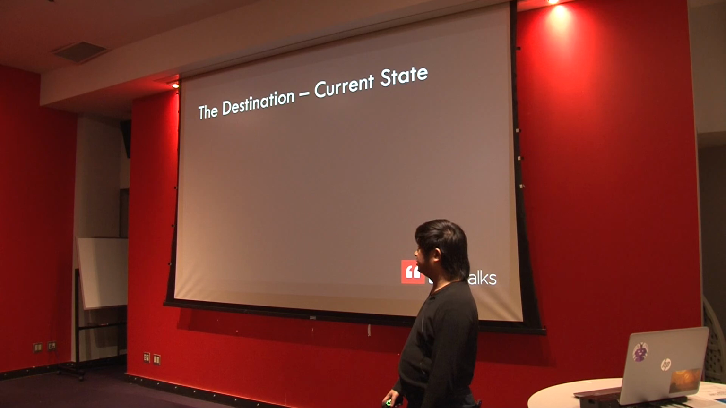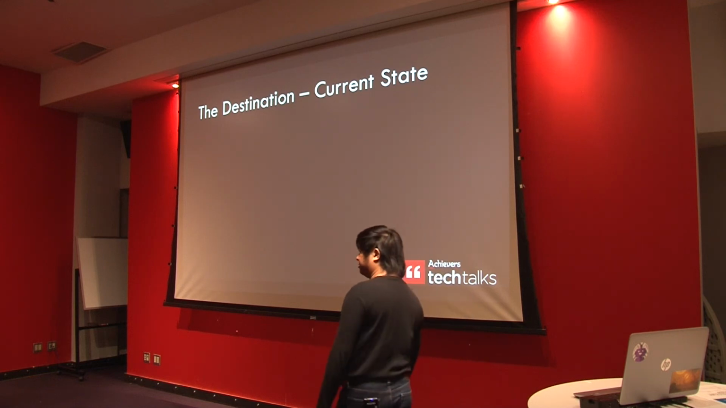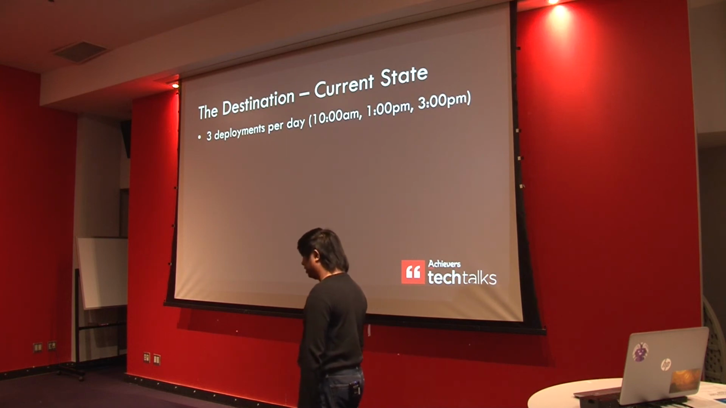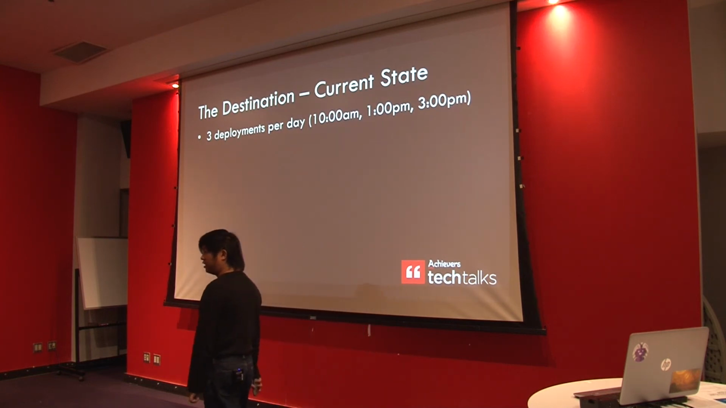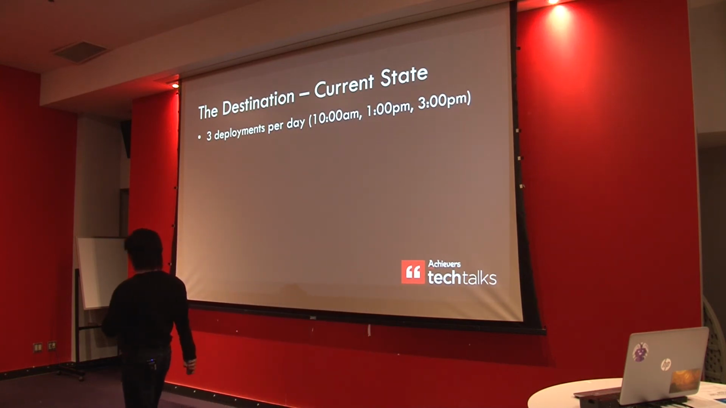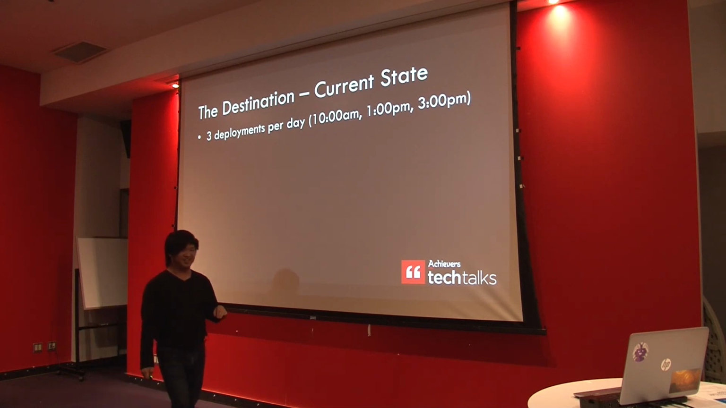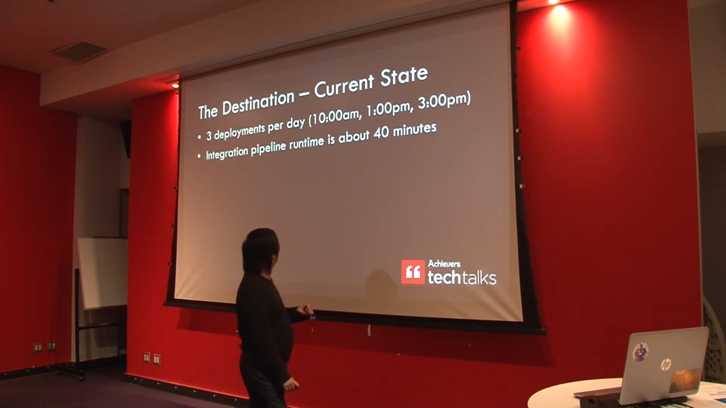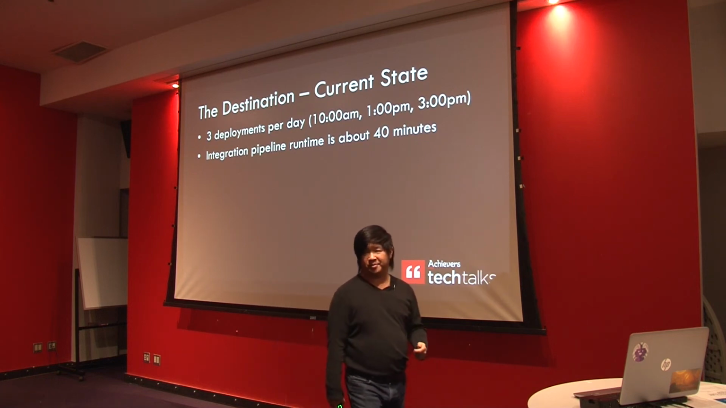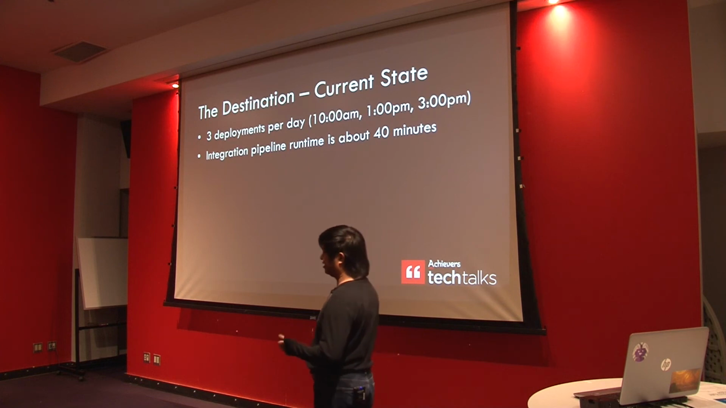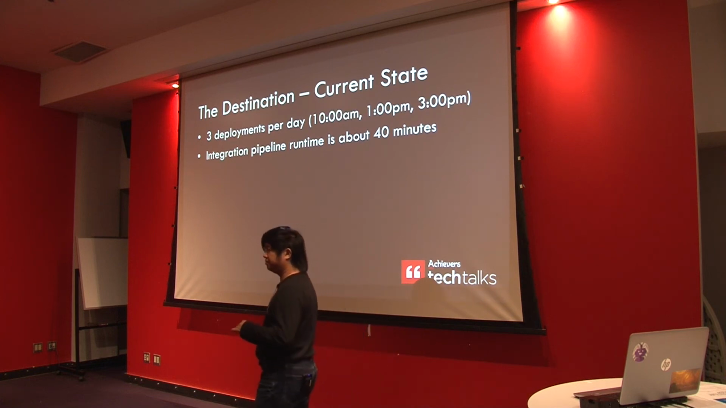So where are we at now after going through all of those things that we have done previously? Number 1, we do 3 deployments a day. We push at 10 o'clock in the morning, 1 o'clock in the afternoon, and 3 o'clock in the afternoon as well. You'll notice that these are all inside business hours. We don't do deployments at 2 o'clock in the morning for obvious reasons, because nobody can tell whether or not anything goes wrong. Our integration pipeline runtime is about 40 minutes. This is a pipeline that runs about 3,000 API tests, and it runs about 100 Selenium tests as well.